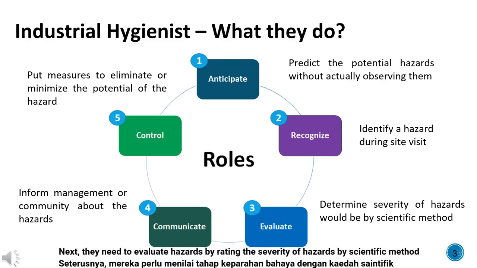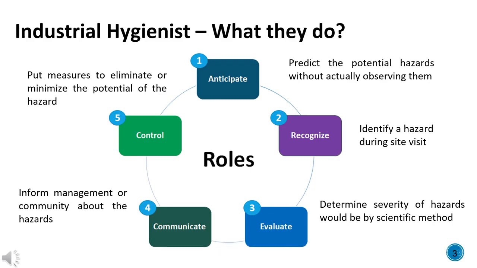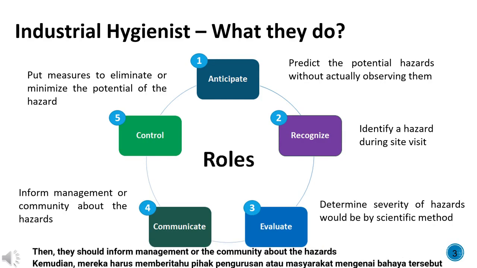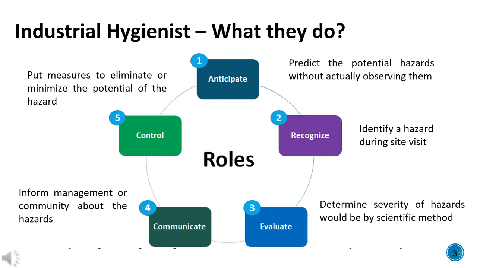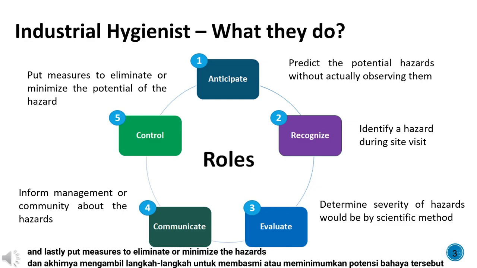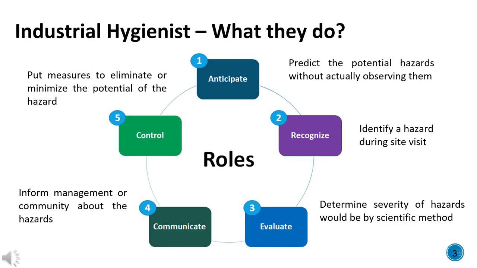Next, they need to evaluate hazards by rating the severity of hazards by scientific method. Then, they should inform management or the community about the hazards. And lastly, put measures in place to eliminate or minimize the hazards.